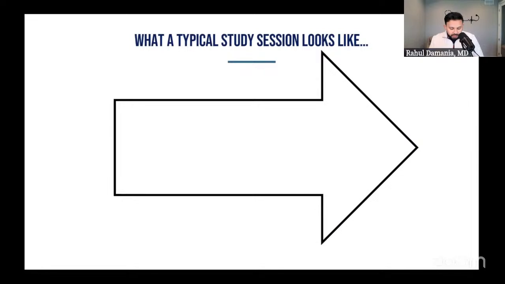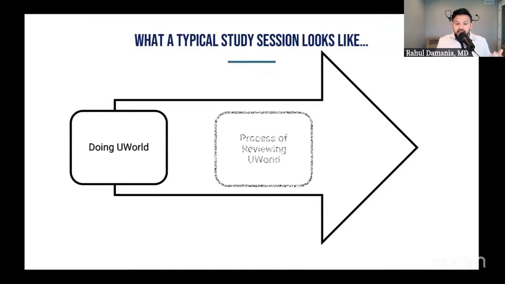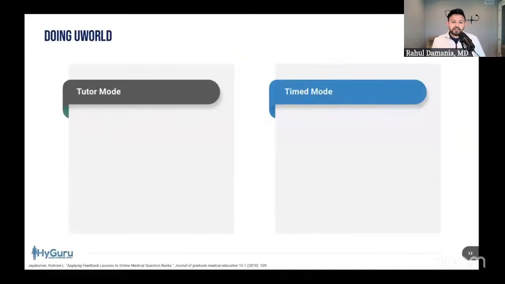So now what we're going to do is transition into what a typical study session looks like. You may be following the same pattern. The first thing is we're going to be talking about how to do UWorld effectively. The second is concentrating on the process of reviewing UWorld. And the third, we're going to be talking about how do I retain material. Let's go ahead and first talk about doing UWorld.